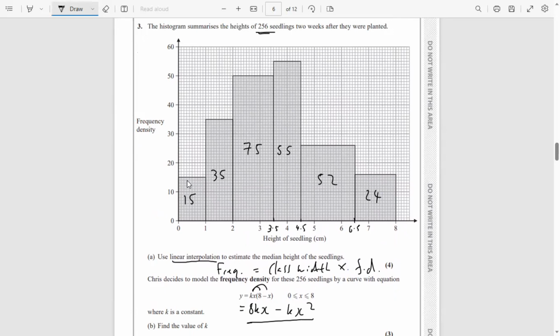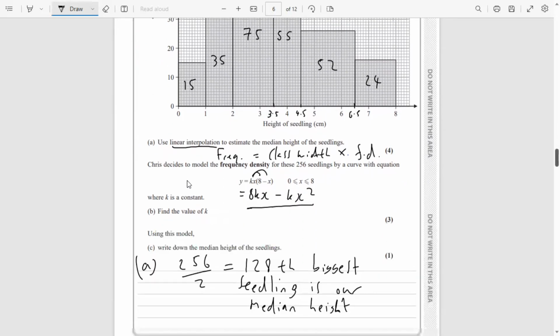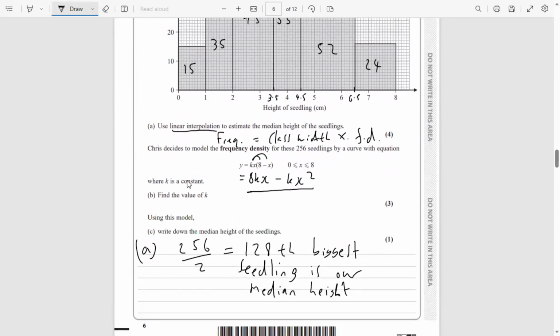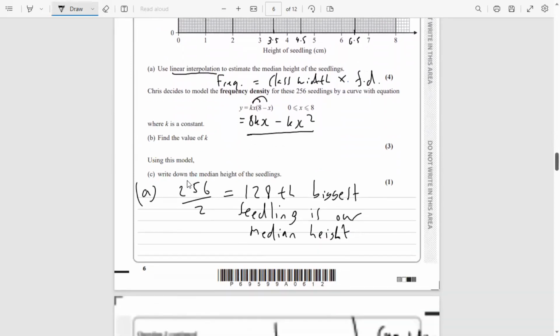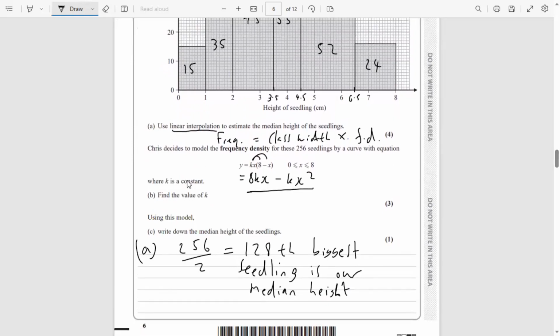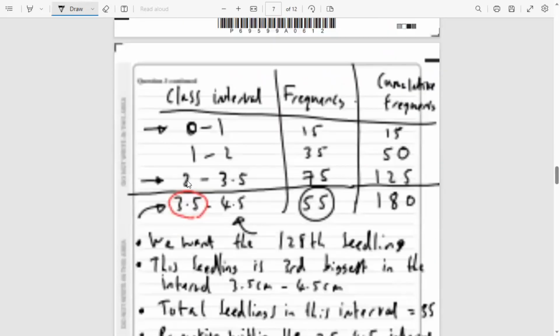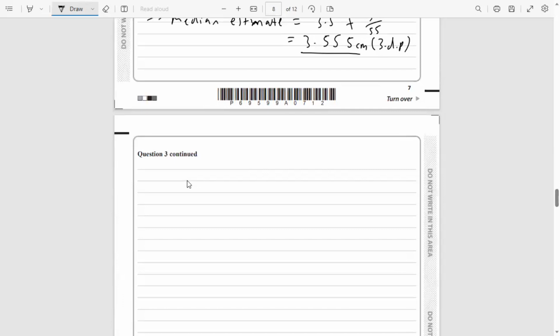The area under a histogram is the total frequency. We've got this model trying to impersonate the histogram, so the area has got to be the same as the frequency. And how do we find the area under curves? We integrate. So with this part B, let's go down here.